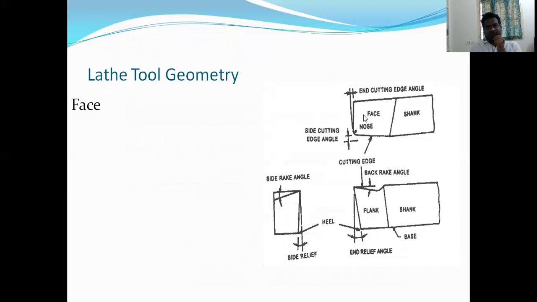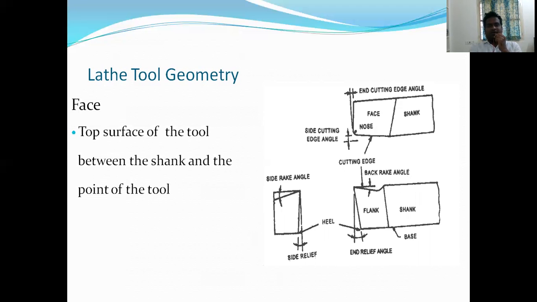Next, face. The face is the adjacent side to the shank part. It is the top surface of the tool between the shank and the point of the tool. I have already told you that this is the top view of the cutting tool. That's why the face is called the top surface of the tool, between the shank and the point of the tool.